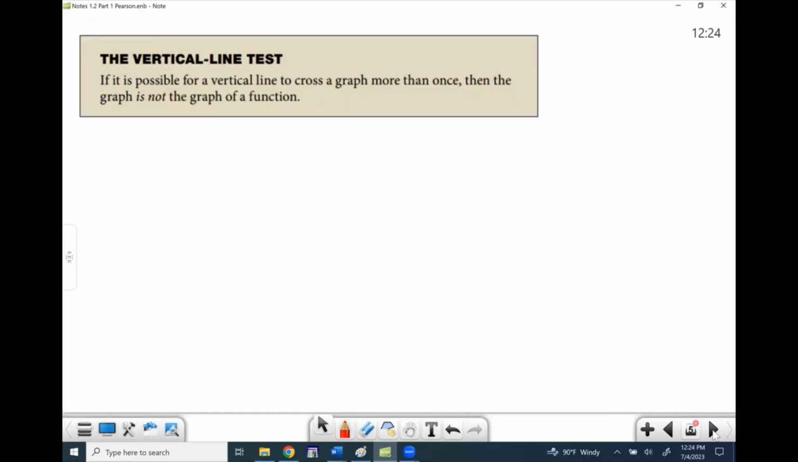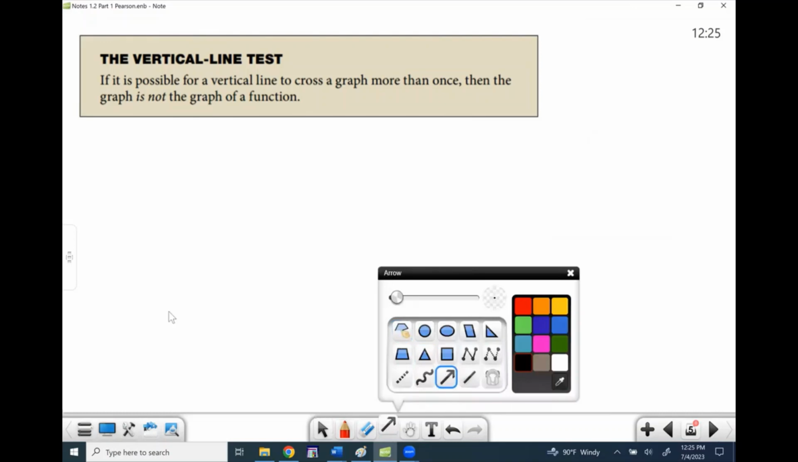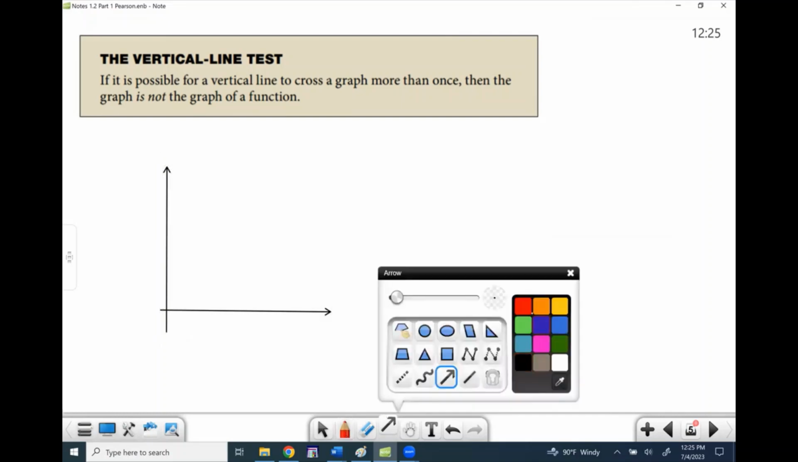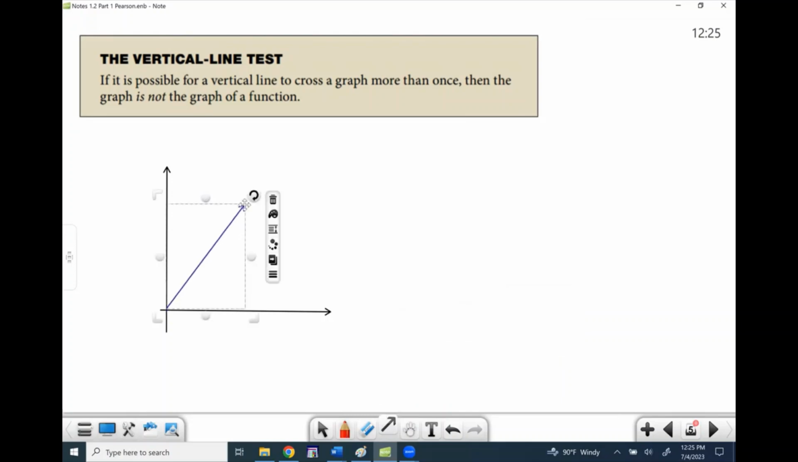So if we have a graph, we use the vertical line test to be able to see if we are looking at a function or not. So let's just kind of talk about why we use the vertical line test. So let's say that I have the following graph. X equals the absolute value of Y, okay? And let's get some actual points here.